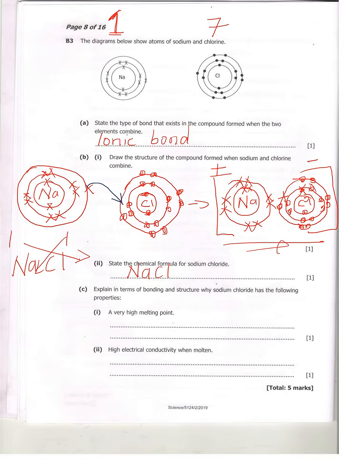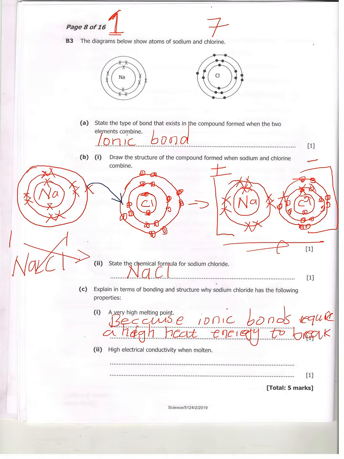So we can say, because ionic bond requires a high heat energy to break the electrostatic bond. So these bonds are very strong, and the reason why they are very strong is because of the two opposite charges. So the positive and the negative will attract each other.